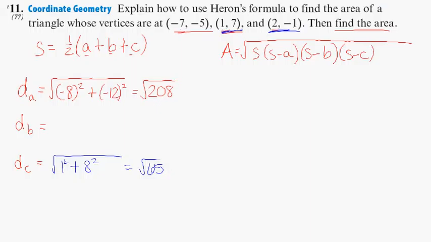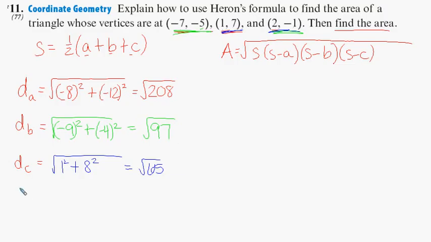And so then that leaves me with finding the segment from here to here. So -7 minus 2 is -9. So that's -9 squared plus -5 minus -1, which is going to give me -4 squared, which would give me 81 plus 16. So this is the square root of 97, I believe. Okay, so now I have my side lengths, right? So I can figure out what this is.